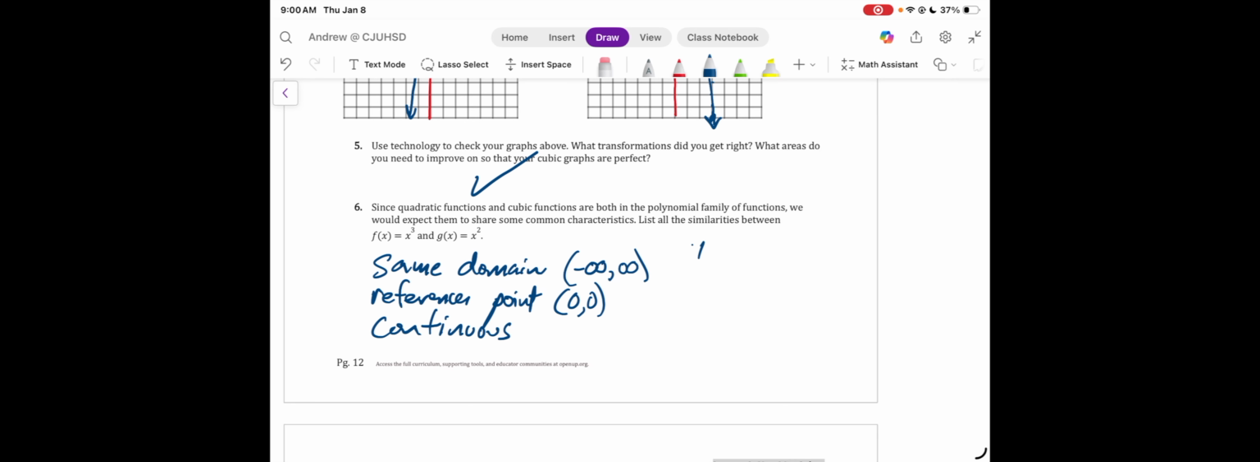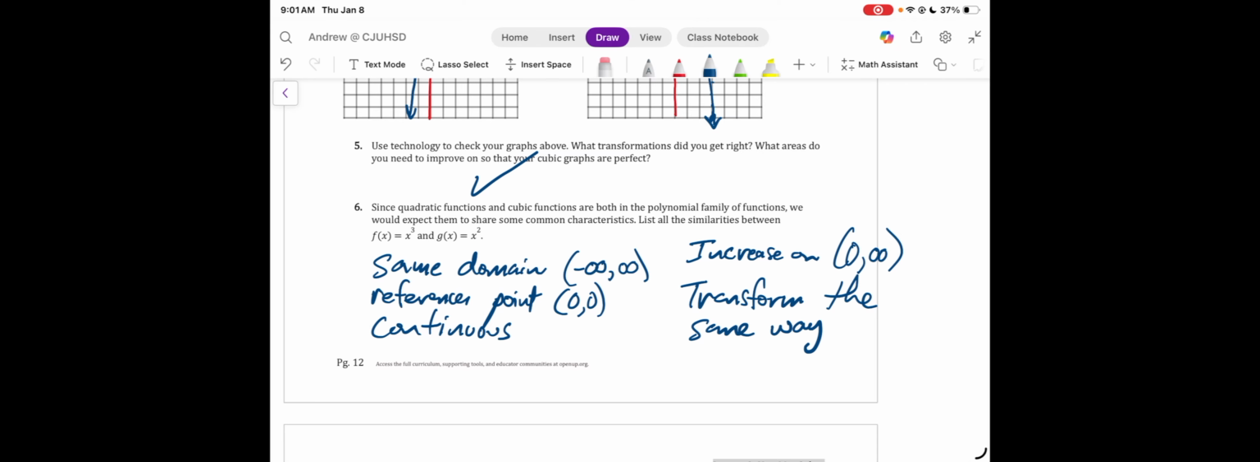They both increase on 0 to infinity. And the transformations work the same. Again, that works for all the polynomials. The whole family of polynomials would work that way.